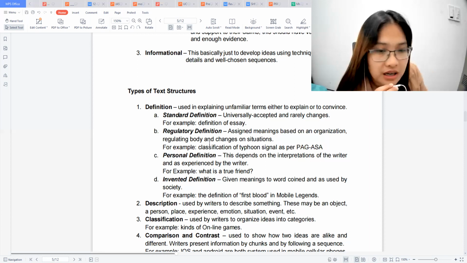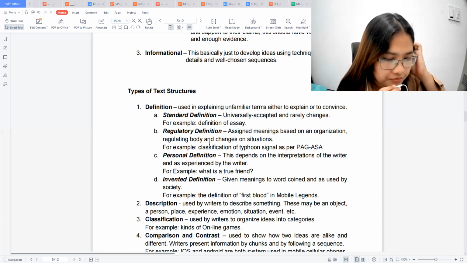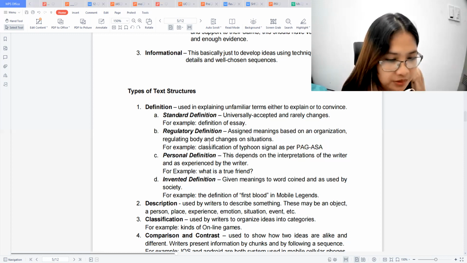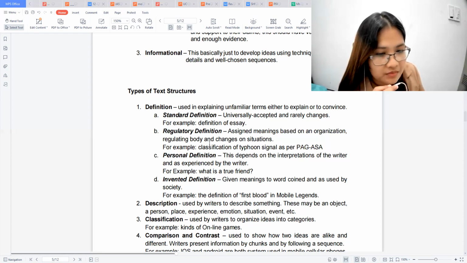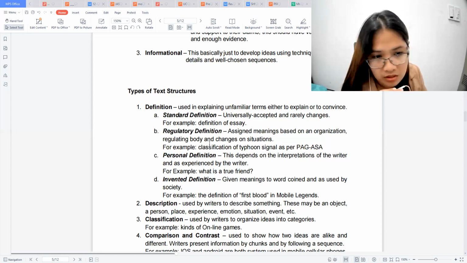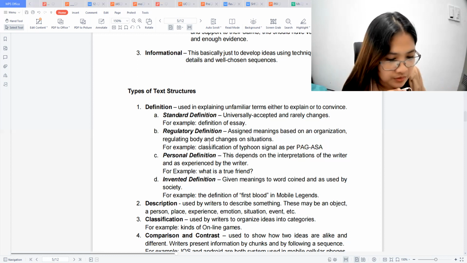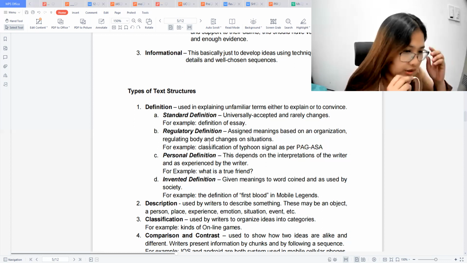Okay, so even PAGASA itself has its own definition, like the meaning, yung acronym na to, and the classification that will come from PAGASA would only be applicable on the situation or on what the organization covers. So it varies from one country to another.